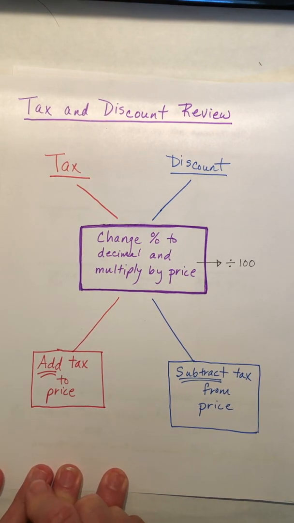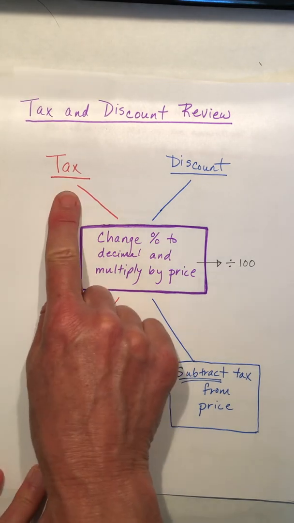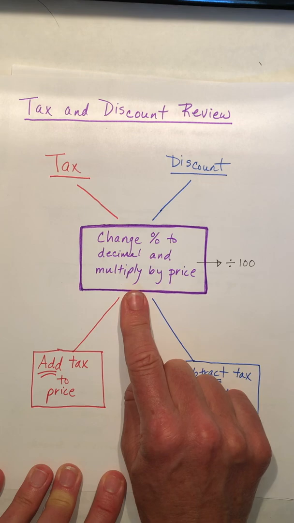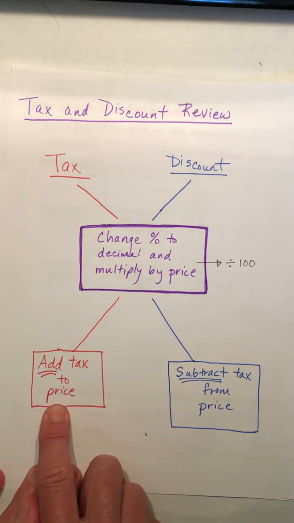And what I want to show is that the way you begin finding a taxed price or a discounted price is exactly the same for both. So whether I'm finding tax or discount, I'm going to change the percent to a decimal and multiply it by the price. Doesn't matter which one of those I'm doing. This step is the same. However, if I've got tax, I add the tax to the price.